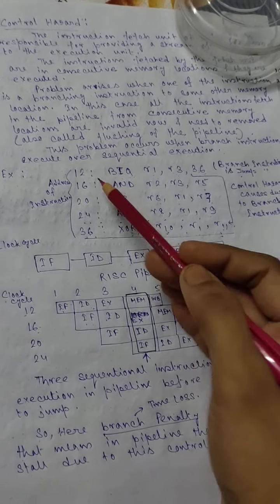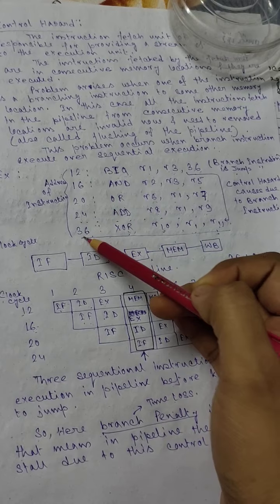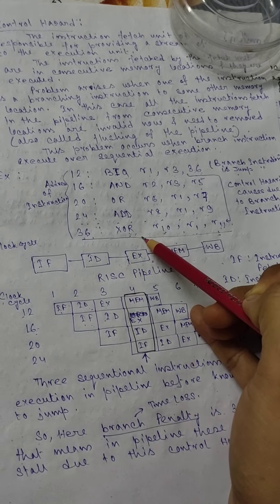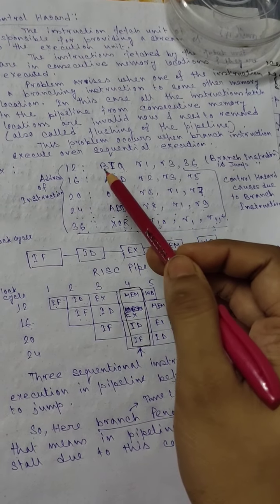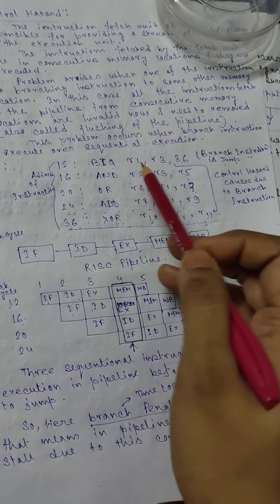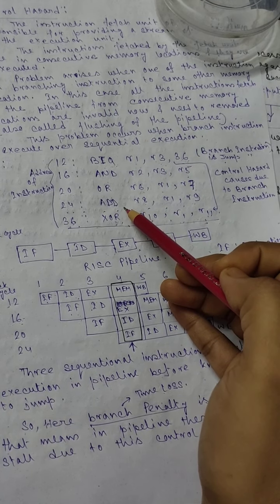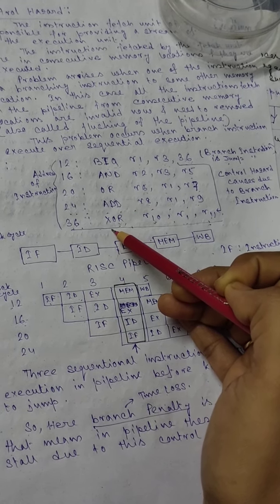So our next part is control hazard. First, consider this example. These 12, 16, 20, 24 and 36 are the addresses of these instructions, and here these instructions are given. First, branch if equal, then AND operation, OR operation, then also add operation and XOR operation.